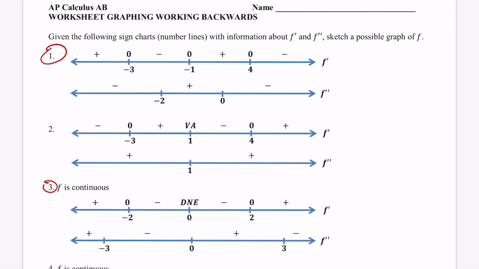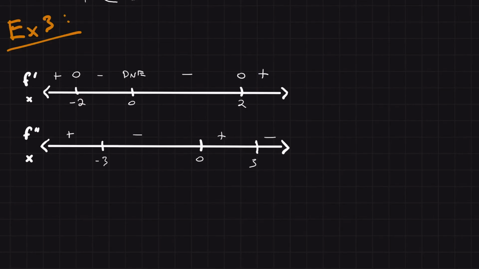So example 3, we're given the following sign charts or number lines with information about f prime and f double prime, and we want to sketch a possible graph of f. Let's start by creating a new number line and collect information about f prime and f double prime on the new number line.